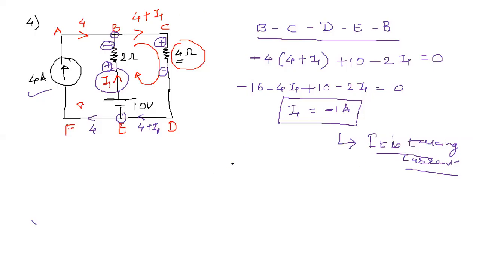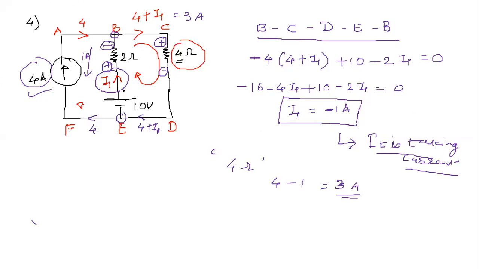Now if I have to find the current through the 4 ohm, how much will it be? That is 4 minus 1, plus I1, so minus 1. So 3 ampere flows through it. The 3 ampere current flows through the 4 ohm resistance and 1 ampere flows through the other branch. So the total comes out to 4 ampere. 1 ampere flows in this branch and the remaining 3 ampere flows through this branch.